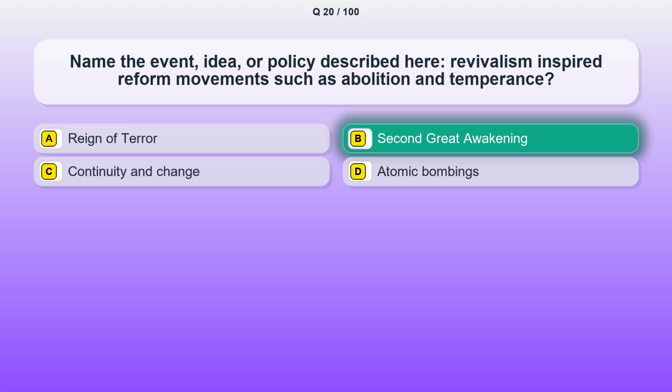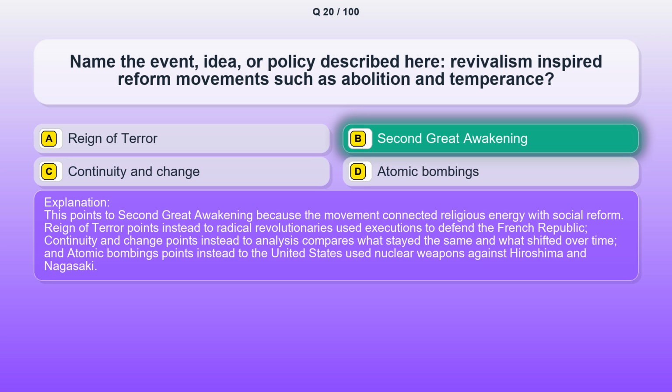The correct answer is option B, Second Great Awakening. This points to Second Great Awakening because the movement connected religious energy with social reform. Reign of Terror points instead to radical revolutionaries used executions to defend the French Republic. Continuity and Change points instead to analysis compares what stayed the same and what shifted over time, and atomic bombings points instead to the United States used nuclear weapons against Hiroshima and Nagasaki.